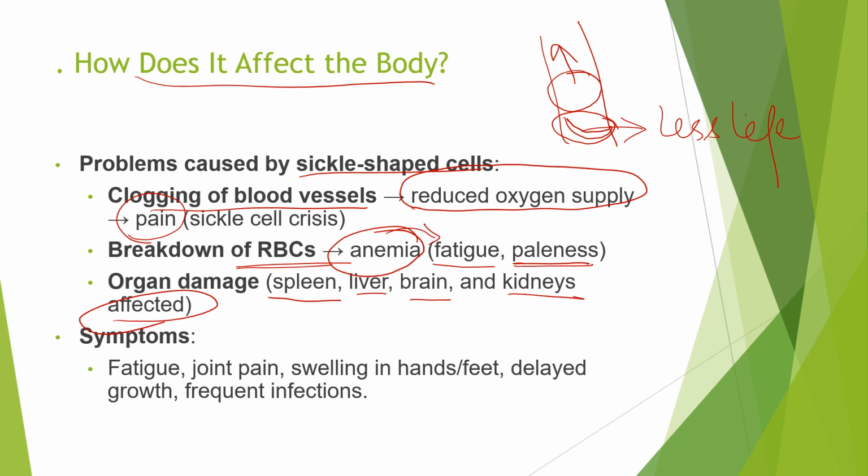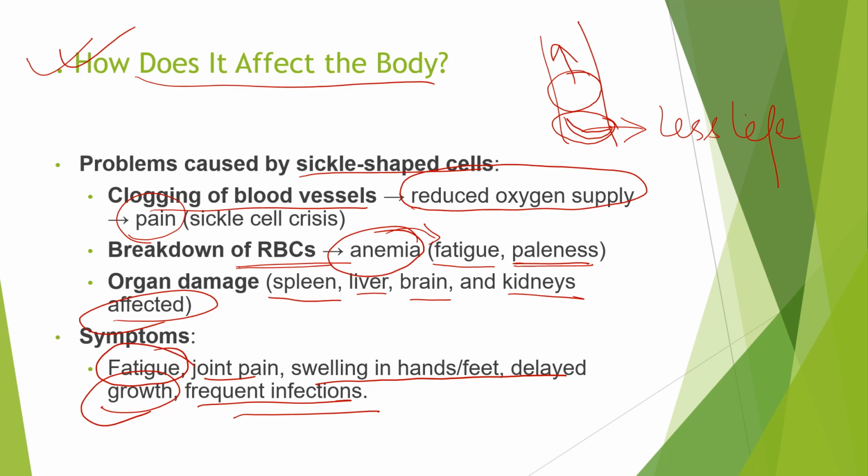So what are the symptoms? How can we identify that a person has sickle cell anemia? Fatigue will be there, joint pain, swelling in hands as well as feet, delayed growth, and frequent infections. A person with sickle cell anemia will have very frequent infections. So this is how sickle cell anemia is affecting our body.